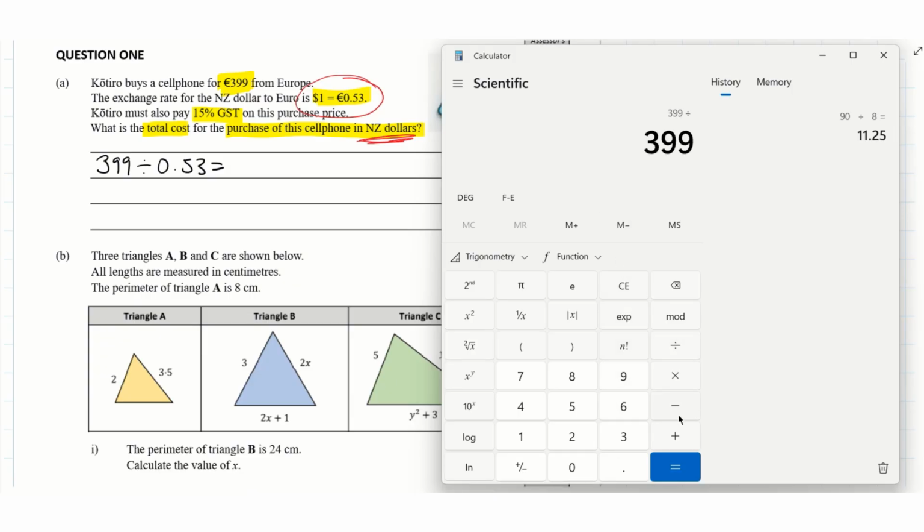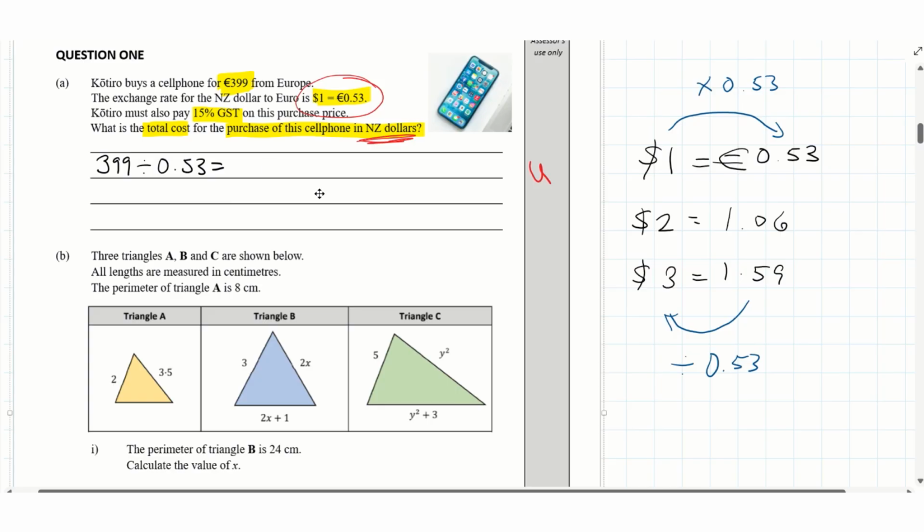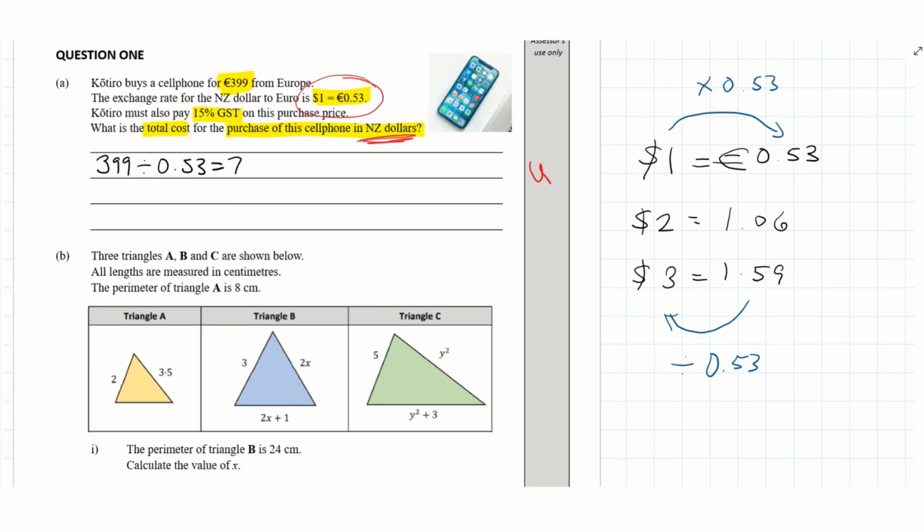I'm going to go 399 divided by 0.53 is equal to, and I'm going to get 752.83. I'm just going to cut it off right there. So I will put that in here. 752.83. And I'm going to put my 2 decimal places right there, just to make sure that the examiner knows what I've done. Great. But we're not done.